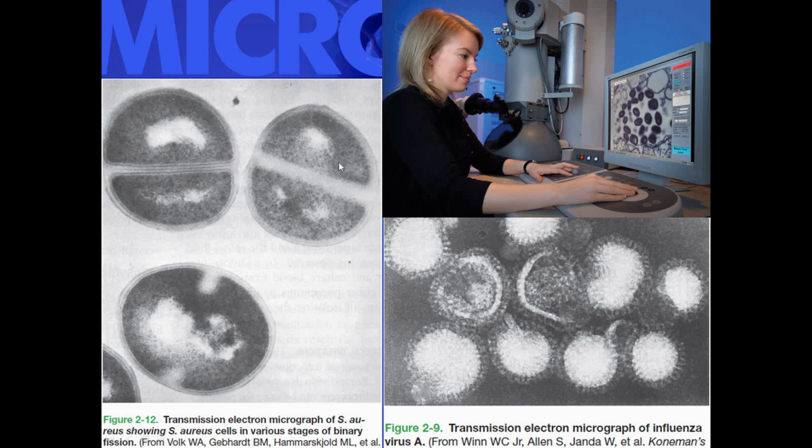The transmission electron microscope has higher resolution and higher magnification power, as we said in the previous episode, and it helps us study the internal structures of viruses and other microbes. This is a transmission electron micrograph of Staph aureus bacteria in binary fission. You can see different stages of binary fission, and here is a transmission electron micrograph of influenza A virus, and here is what the transmission electron microscope looks like in real life.